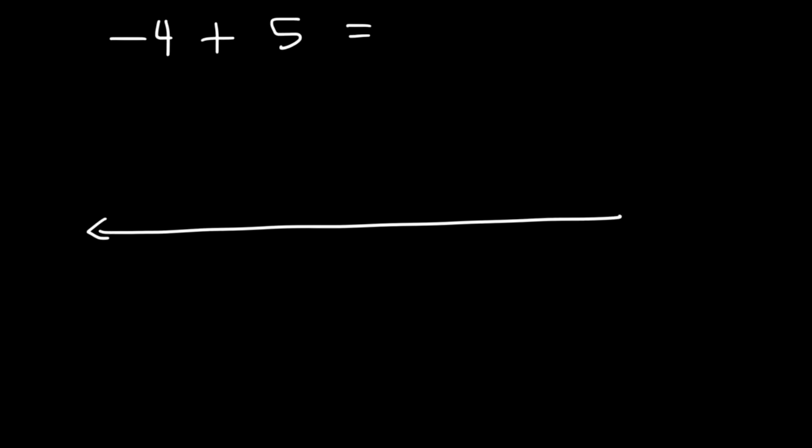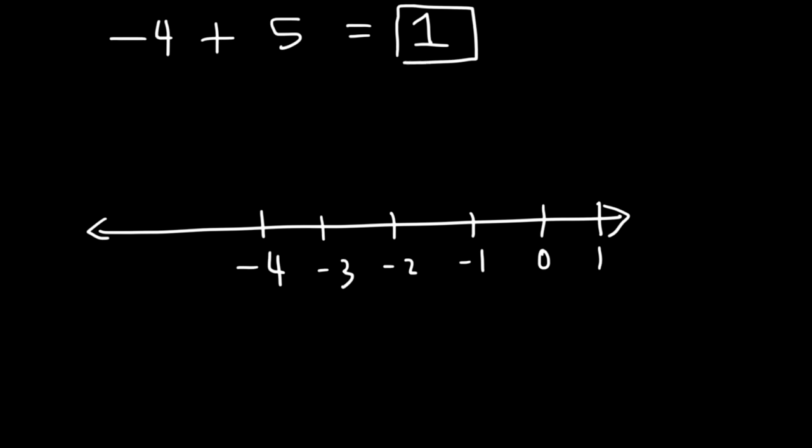Now let's try some more examples. What is negative 4 plus 5? Let's use the number line to get the answer. So we're going to start with negative 4, and we're going to add 5 to it. So we're going to travel 5 units to the right. 1, 2, 3, 4, 5. This is negative 3, negative 2, negative 1, 0, 1. So negative 4 plus 5 is positive 1.